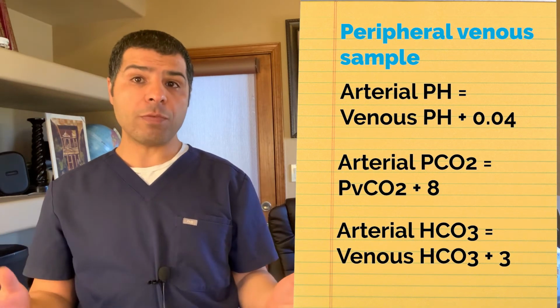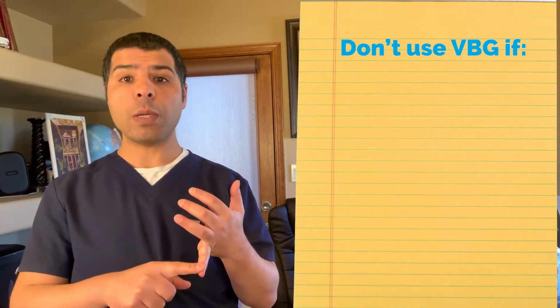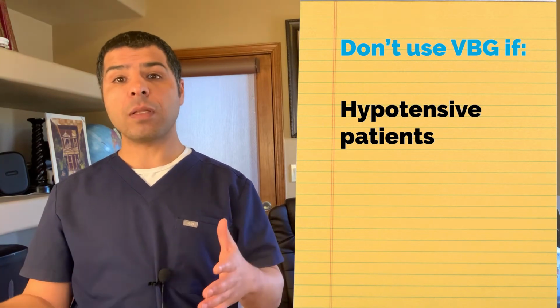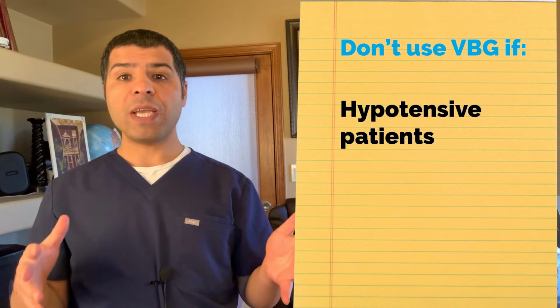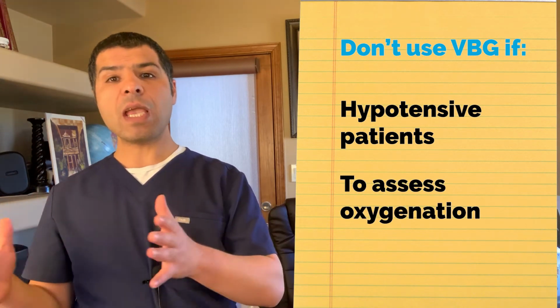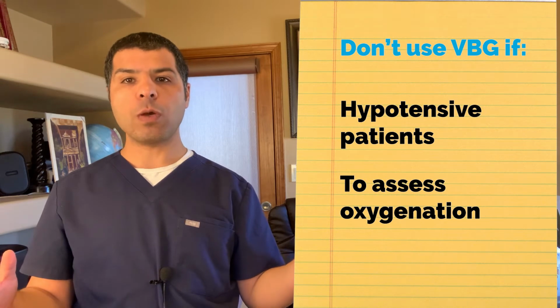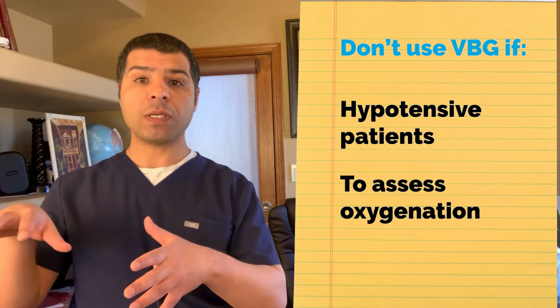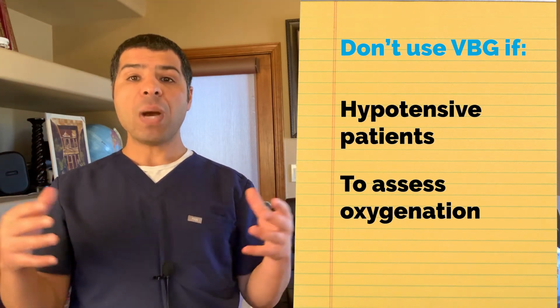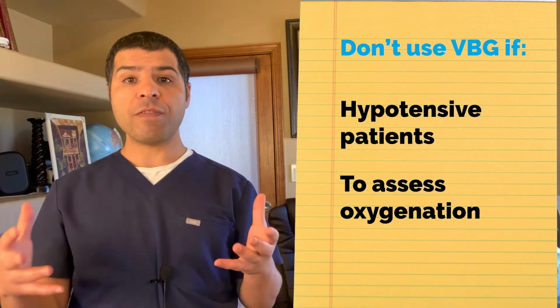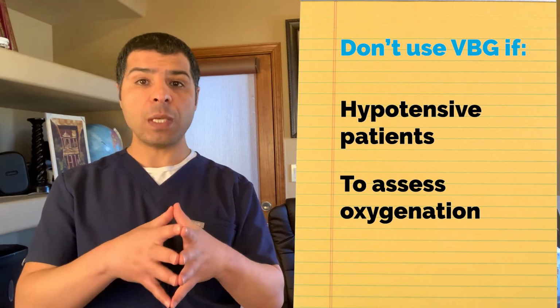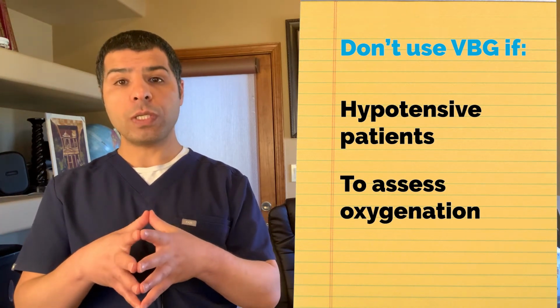Now, we have to be careful. We cannot use a VBG in all situations. For example, in critically ill patients who are hypotensive and requiring vasopressors, it's better to stick with ABG until the patient is more stable. Also, if we are trying to assess the oxygenation status, only ABG can give us an idea about the PO2, especially if we are having a problem getting an accurate pulse oximetry reading. And we'll discuss pulse oximetry in a separate video. My advice is that we should consider using VBG, venous blood gas, if the patient is not hypotensive and oxygenation is stable and can be easily monitored using pulse oximetry.